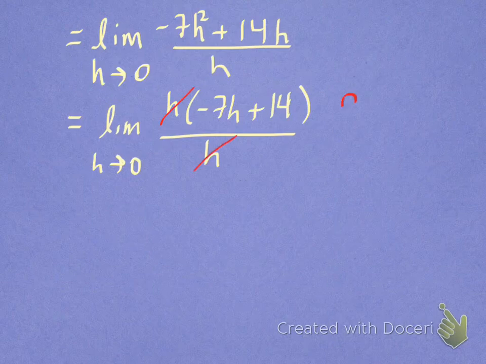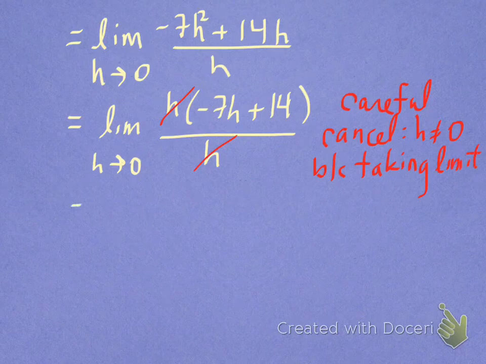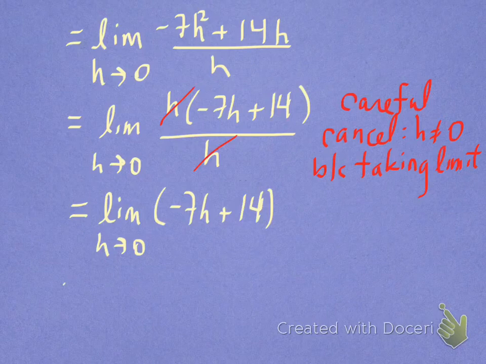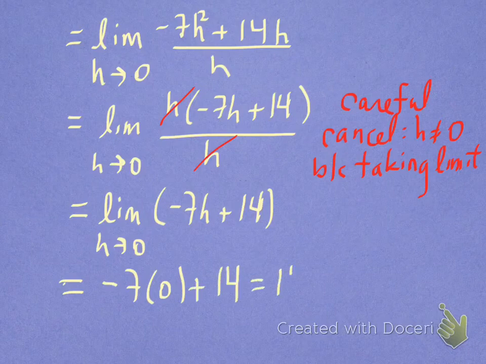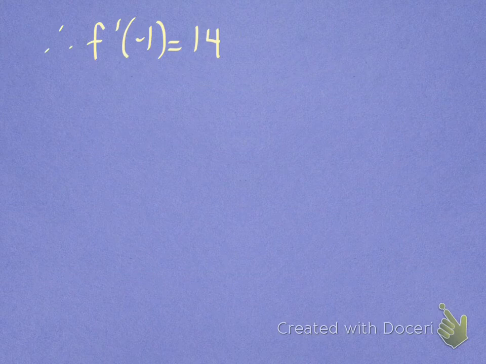I can do a careful cancel with those h's because I'm taking the limit as h goes to 0, so h is never equal to 0, so I'm okay to cancel those h's. And then I'm left with the limit as h goes to 0 of negative 7h plus 14. I try substitution to calculate that limit, and indeed I get an actual number, so I get 14 as my limit. So remember, my conclusion is that f prime of negative 1 equals 14. So the derivative at the point negative 1 is equal to 14.